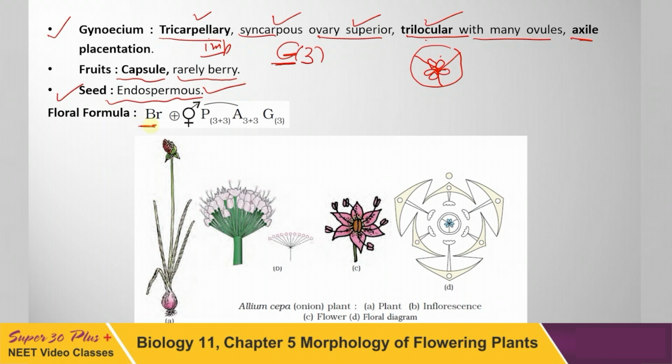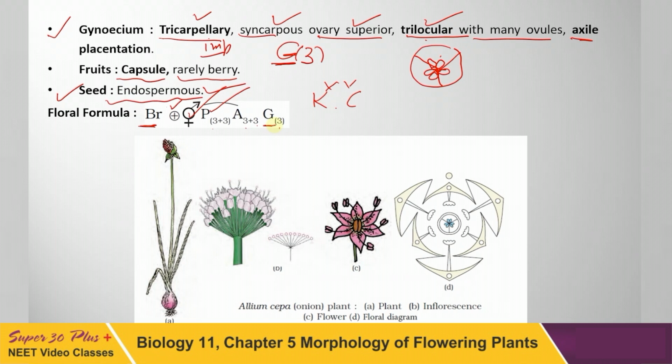Floral formula, how to write? The flower is having a bract. It is actinomorphic. This is a bisexual flower, male and female, hermaphrodite. Calyx and corolla, K and C, are absent. Instead we have perianth. There are 6 tepals in 2 whorls, each of 3 plus 3. Stamens are 6, 3 plus 3, and the stamens are on the perianth. Gynoecium 3, syncarpous, and the ovary is superior.